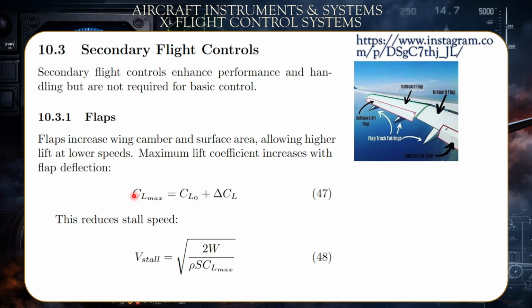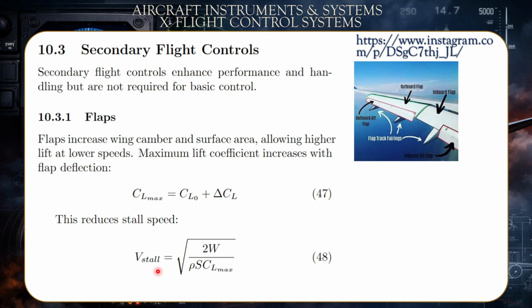Okay, so the lift coefficient would be CL0, which is before the deflection or the extension of the flaps. That was the original lift coefficient of the wing, plus delta CL, which is the lift coefficient change due to flap extension. This reduces stall speed, which is the speed at which a wing can no longer produce lift. So, in other words, this allows the aircraft to generate lift even at lower airspeeds.